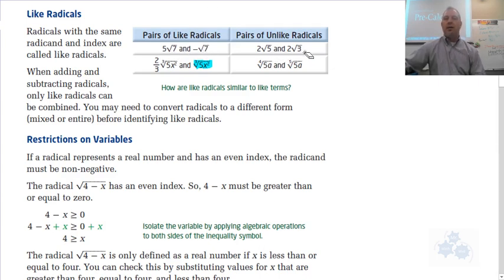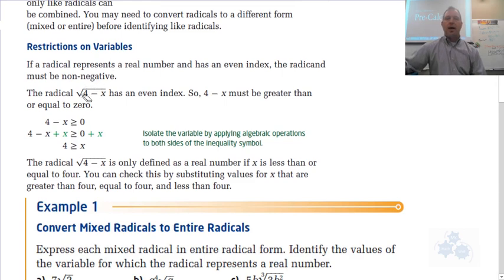Unlike radicals have different radicands, the numbers underneath the radicals, or they have a different index. So that's a 4th root, this is a 5th root. Those are unlike.